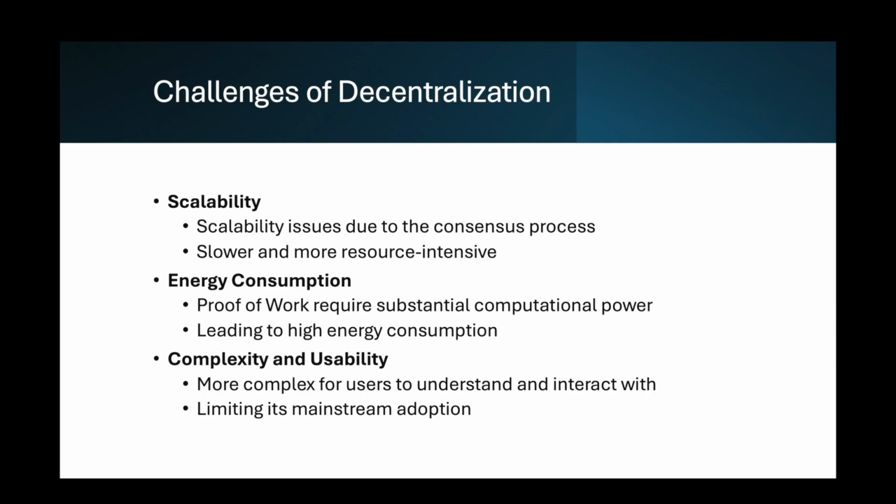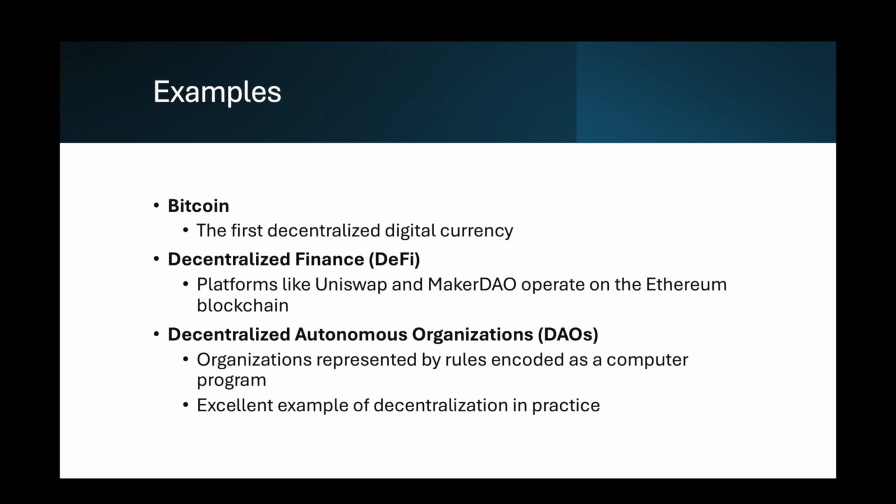Complexity and usability. The decentralized nature of blockchain can make it more complex for users to understand and interact with, potentially limiting its mainstream adoption. Examples: Bitcoin, the first decentralized digital currency. Bitcoin operates on a global network of computers that jointly manage the ledger and transaction processing, removing the need for a central authority.